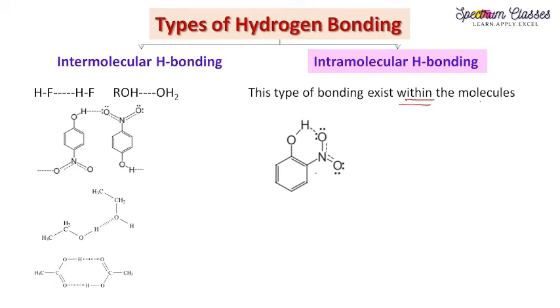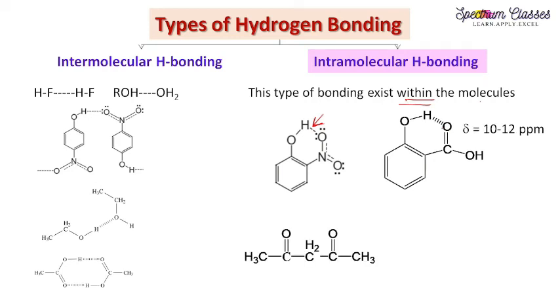Within the molecule, no second molecule is required for this hydrogen bond. This hydrogen bonding occurs between functional groups present in the same molecule. This is called intramolecular hydrogen bonding. Similarly, in salicylic acid, one molecule shows hydrogen bonding between the functional groups present there, so it is intramolecular hydrogen bonding.